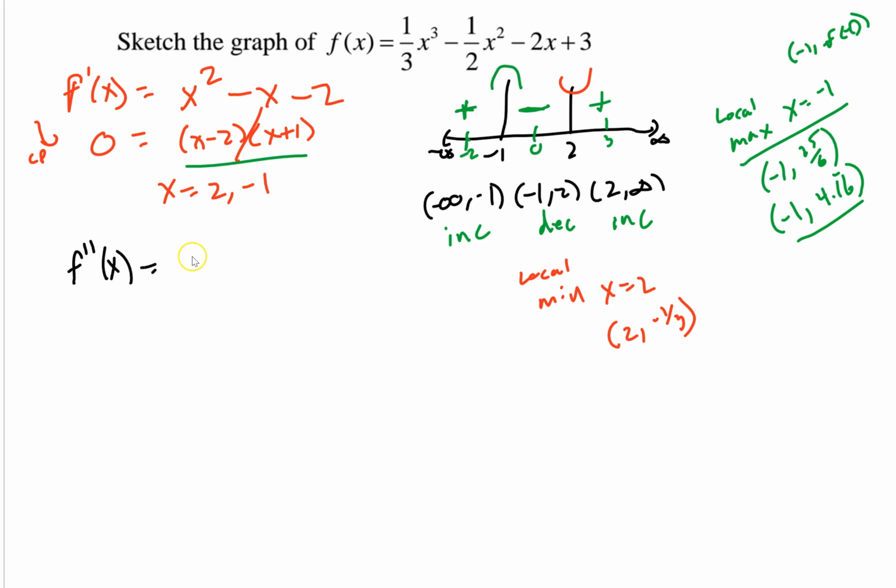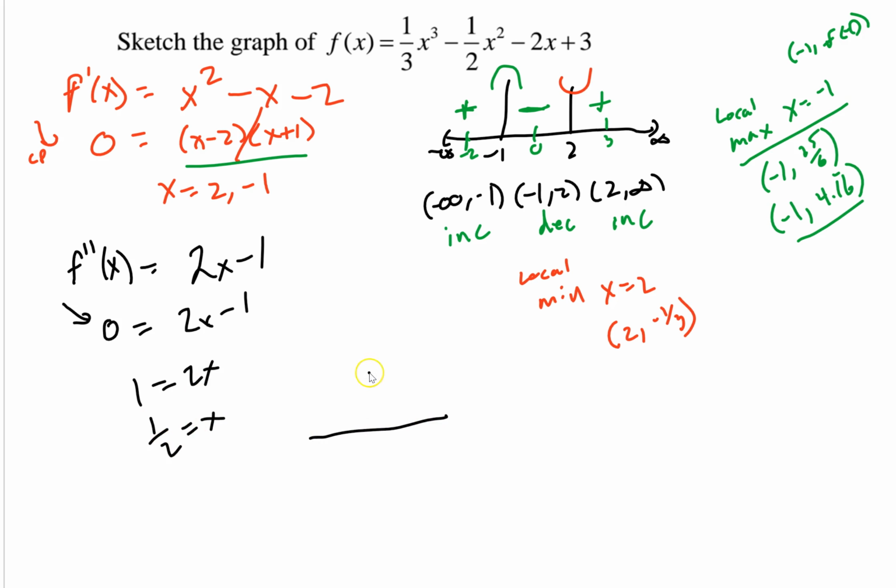So let's take the derivative again. 2x minus 1. Set equal to 0 to find my possible inflection points. I get 1 equals 2x. 1/2 equals x. Do a sign chart for the second derivative at 1/2. Again, let's figure out what the intervals are. It could be from negative infinity to 1/2, or from 1/2 to infinity.